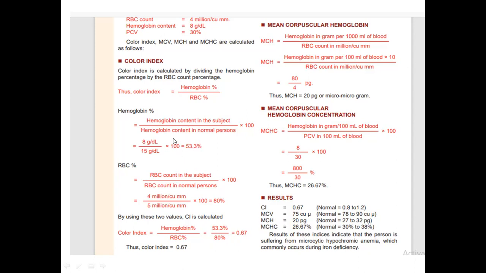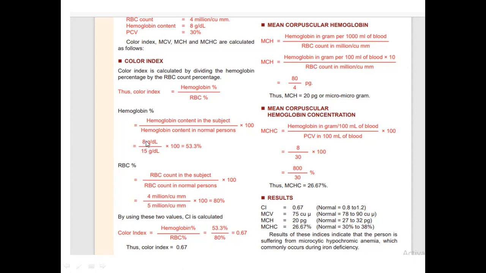This value, you only need it to calculate color index. It has no more importance, this hemoglobin percent. You only need it to calculate your color index, because to get a color index, you need to find hemoglobin percent. So to find hemoglobin percent, you get the hemoglobin content in the patient, divide by hemoglobin content in a normal person. In a normal person, the normal amount of hemoglobin should be around 15 grams. In an adult male, it should be around 15 grams per DL.